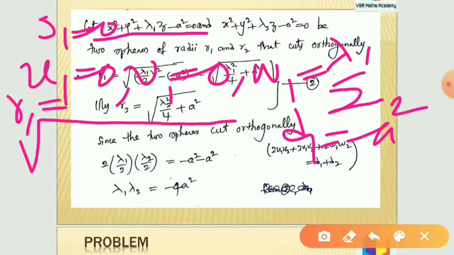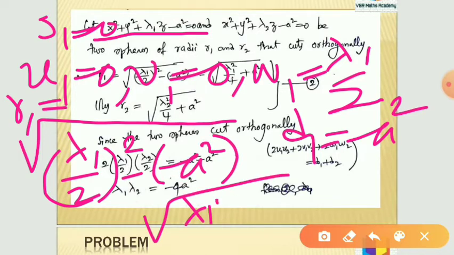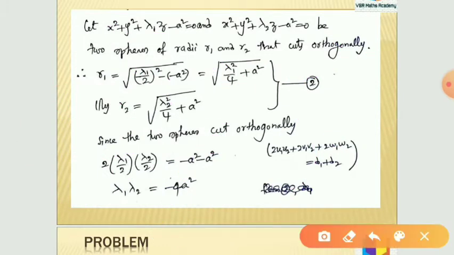r1 = √(u1² + v1² + w1² − d), that means 0 plus 0 plus (λ1/2)² minus minus a². This can be written as √(λ1²/4 + a²). Therefore r1 = √(λ1²/4 + a²), and r2 = √(λ2²/4 + a²). Suppose that these two equations are given by 2.